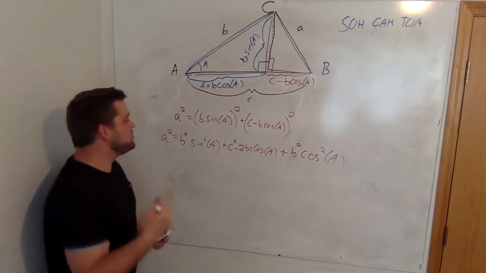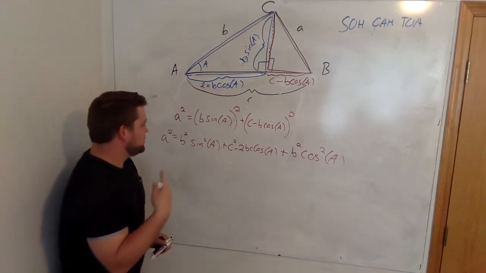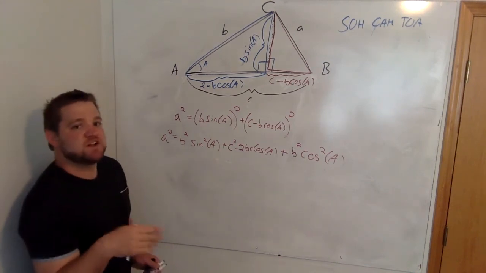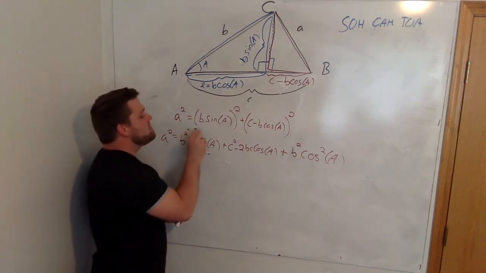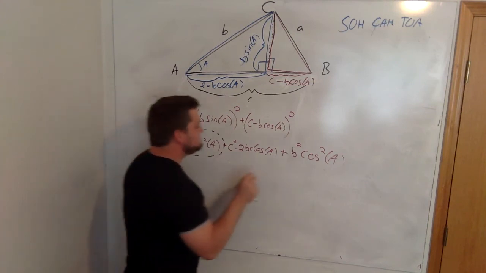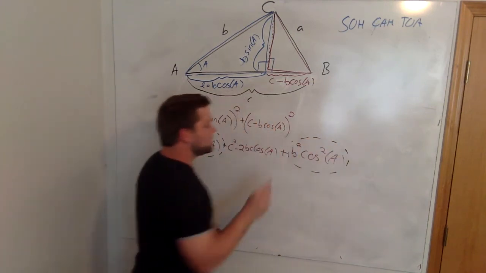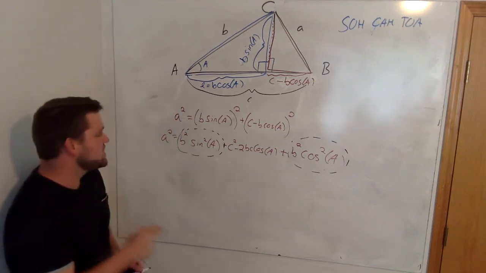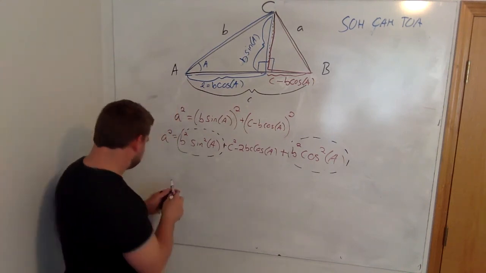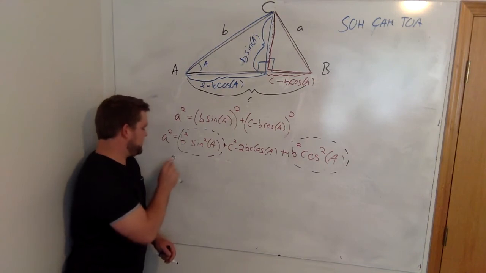I don't know if you can smell it, but I can smell it. I smell a 1. I smell a sine squared plus cosine squared. Look at these two pieces here. Let's group those together. So this is the same thing as a squared.